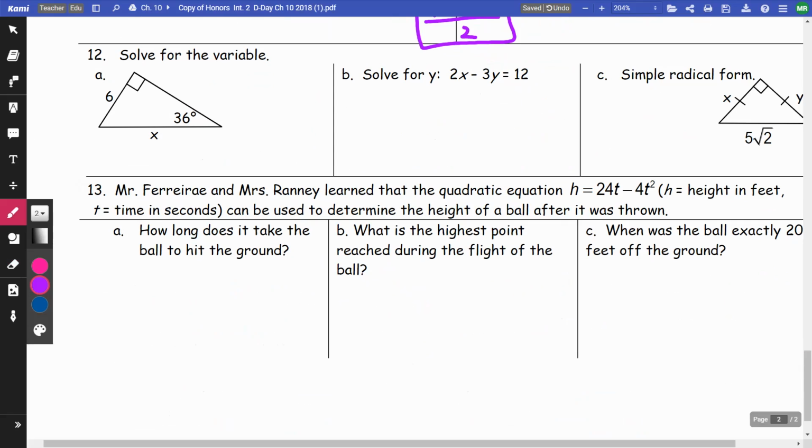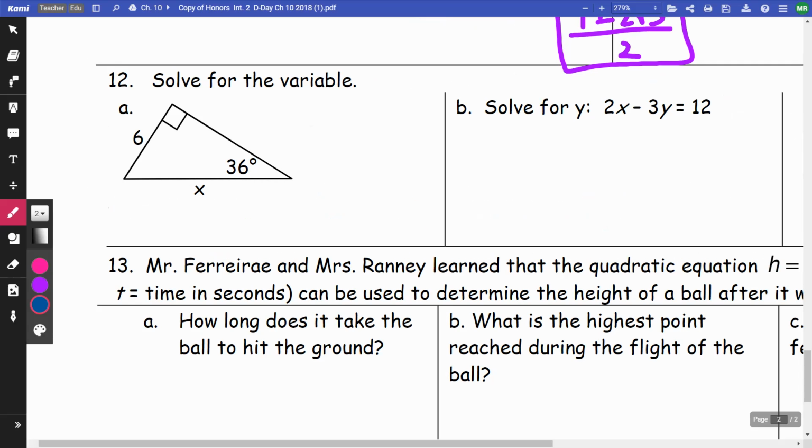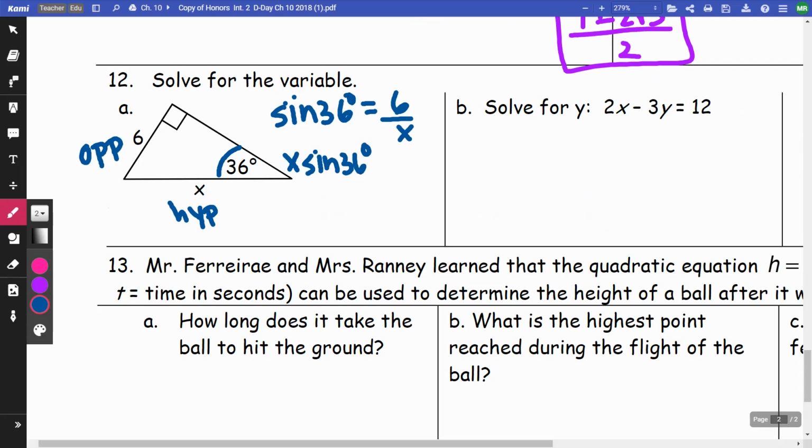On number 12, we are going to be on A, using trig. If we are here at 36 degrees, this is opposite. This is hypotenuse, so that's going to be sine. So I'm going to go sine of 36 degrees is equal to opposite over hypotenuse. I'm going to multiply by x. And I'm going to divide by sine of 36 degrees.